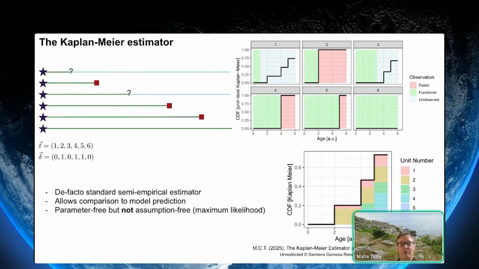It's a parameter-free method. I mean, there was no parameter that I introduced, but it's important to note it's not assumption-free. The assumption behind that is actually a maximum likelihood assumption. That also becomes important, because sometimes that assumption might be very strong and give you slightly peculiar shapes, but that's essentially what's behind the Kaplan-Meier estimator.